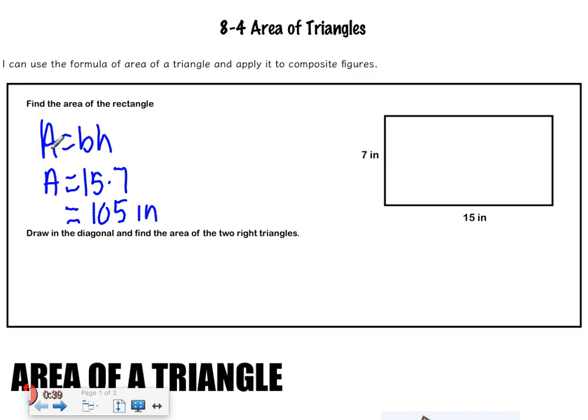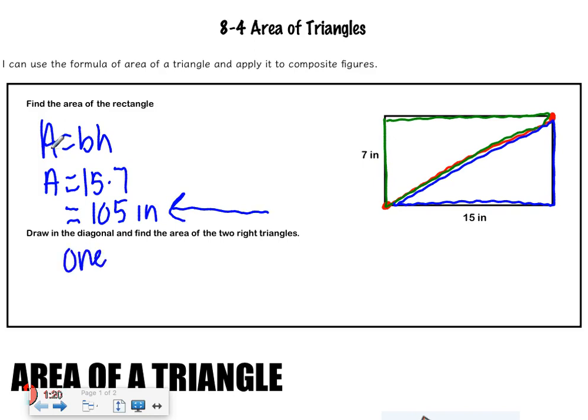Okay, part 2. It says draw in the diagonal and find the area of the two right triangles. Remember, a diagonal goes from one corner to a corner that is not adjacent to it. Do you see how I have a right triangle right here, this green one, and I have a right triangle right there. So would it be safe to say that both of those triangles together add to the total area of our rectangle? If I wanted to find the area of just one of those triangles, what would I do?